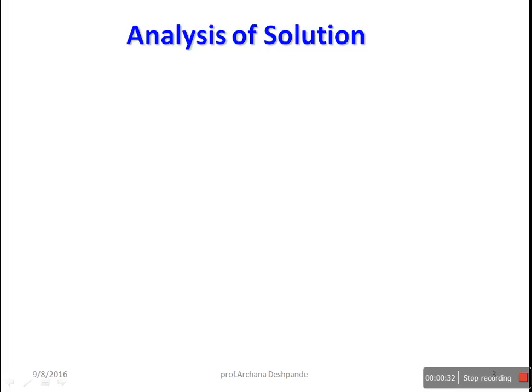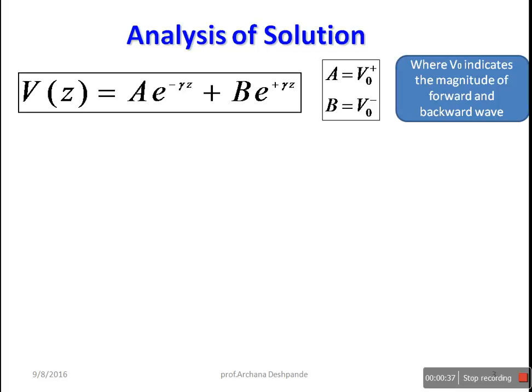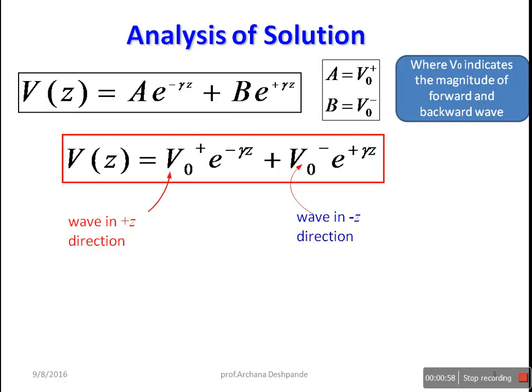So let's continue from our previous video, where we obtained the solution of the second order transmission line equations as V of Z equals A times e raised to minus gamma Z plus B times e raised to plus gamma Z. This solution consists of two parts. The first part indicates the wave in the positive Z direction, or we call it a forward wave, and the second part indicates the wave in the negative Z direction. We call this a backward wave.